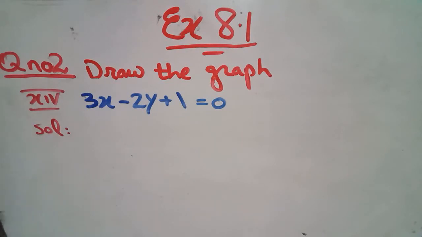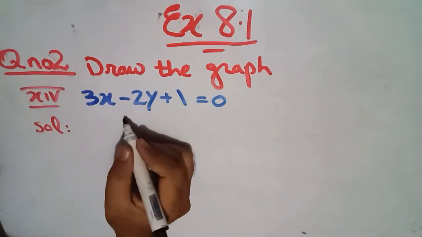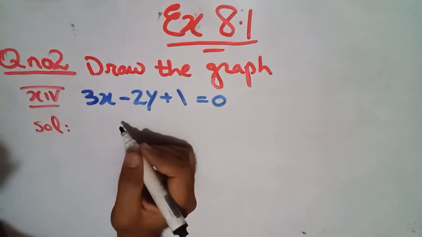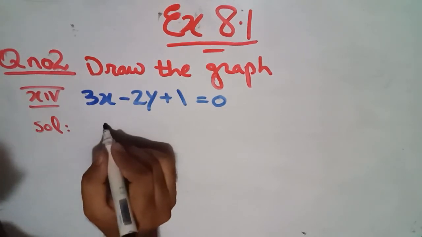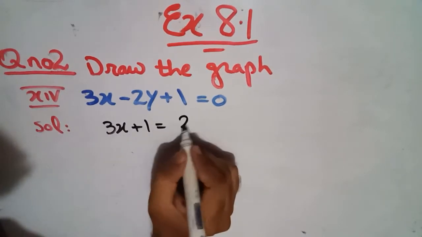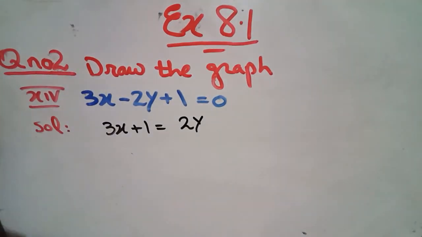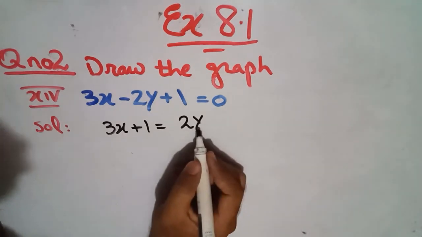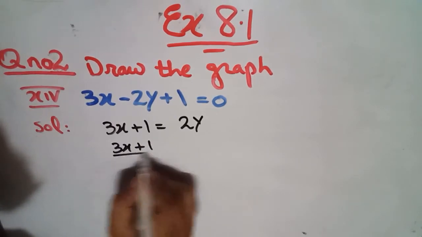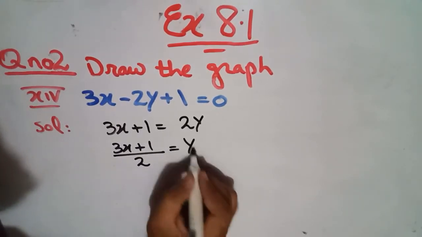Okay, there is a question given. You will just separate the y, 3x minus 2y plus 1, like 3x plus 1 is equal to 2y. Just place the y on the other side. Now we will separate it, 3x plus 1 over 2 is equal to y.